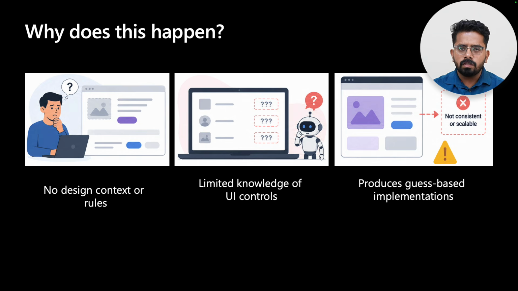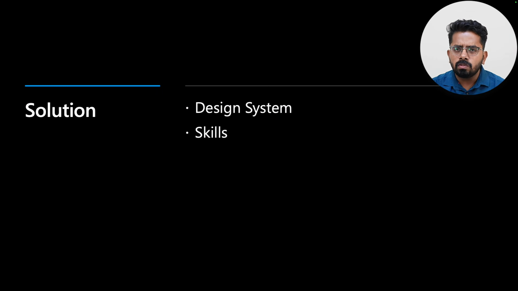So due to all of this, based on the prompt, what AI will do is that it will produce something more of a guess-based implementation. So that's the core issue here. AI is powerful, but without the right inputs and constraint, it can only guess, not design with intention. So you'd be thinking, what's the solution here? So basically, at a higher level, two key ideas are the solution, which is the design system, and next one is the skills.